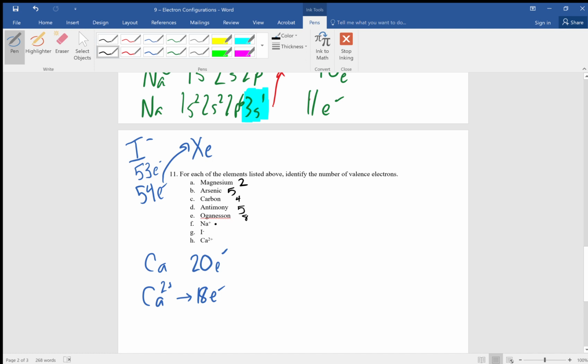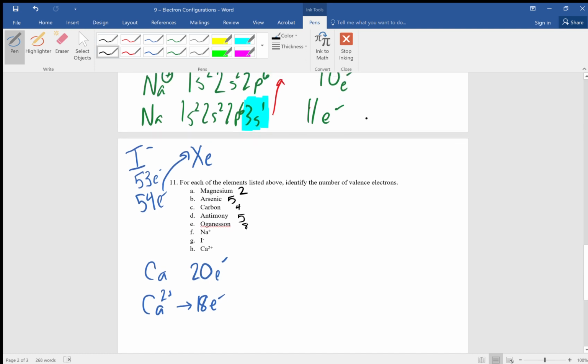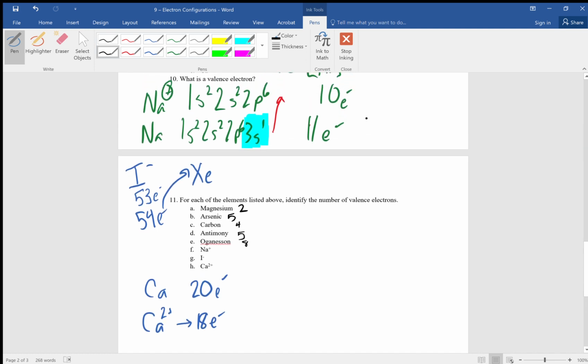And then these last 3, sodium normally has 1 valence electron because the 3s is its highest electron. But once we get rid of the 3s, then there are no electrons in the third energy level. And so our highest energy level in the sodium cation becomes the 2 level. And so that has 8 electrons. I- has 8, and calcium 2+ also has 8.